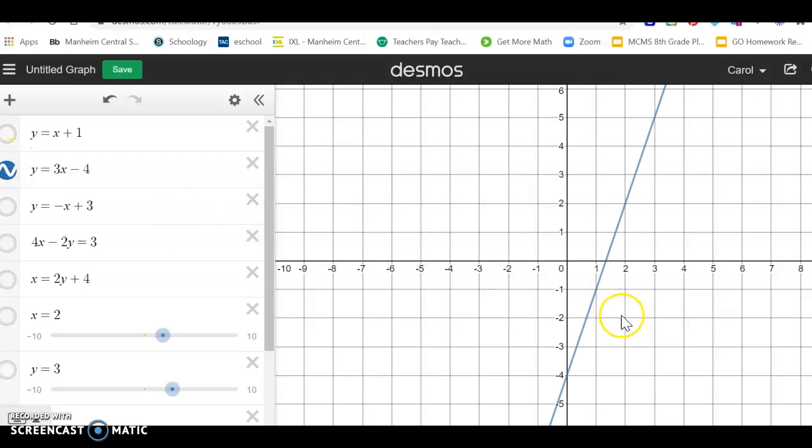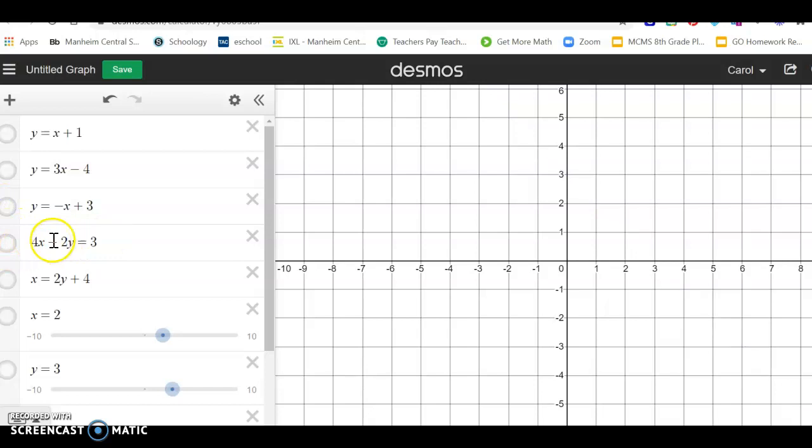Is this a function? If you said yes, then you were right. Again, I draw a vertical line here. It will only cross in one place, anywhere I put it. So that means that it is a function. Does this one pass the vertical line test? Is this one a function? Again, the answer is yes. I draw a vertical line. It's only touching in one place, so this is a function.